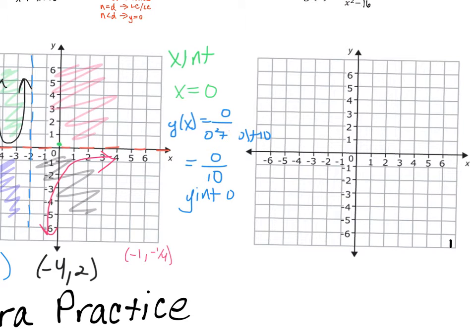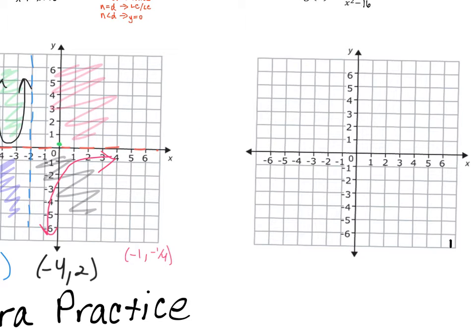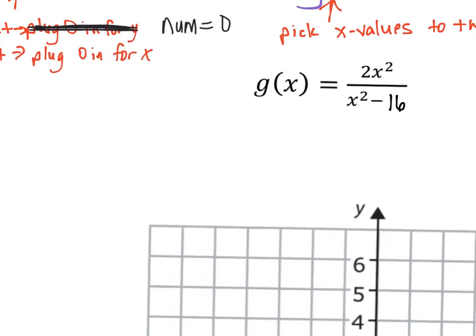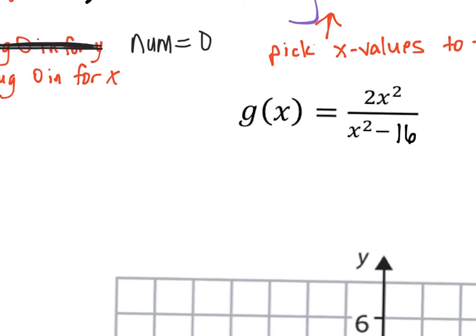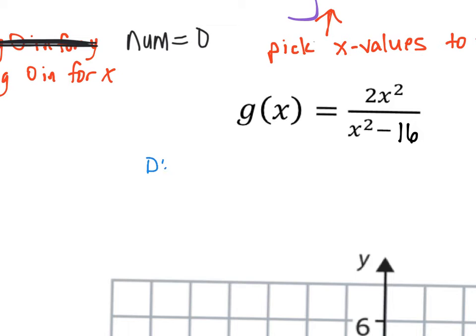Okay, we're going to do the same thing for this second one. We're going to find all this information out. So the first thing I'm going to do is look and say, all right, what am I working with? What is my domain? How do I find domain? Set the denominator not equal to 0. So x squared minus 16 cannot be 0. x minus 4 and x plus 4. Good. Cannot be 0. So x cannot be what 2 numbers?